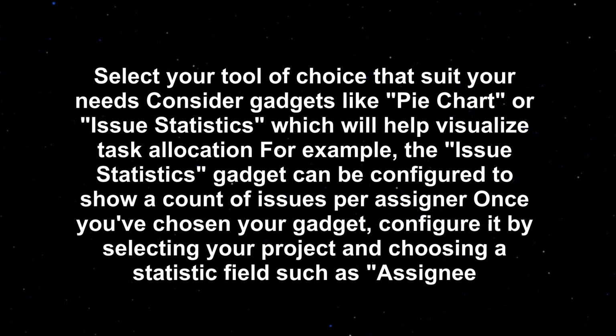Consider gadgets like pie chart or issue statistics, which will help visualize task allocation. For example, the issue statistics gadget can be configured to show a count of issues per assignee. Once you've chosen your gadget, configure it by selecting your project and choosing a statistic field, such as Assignee.